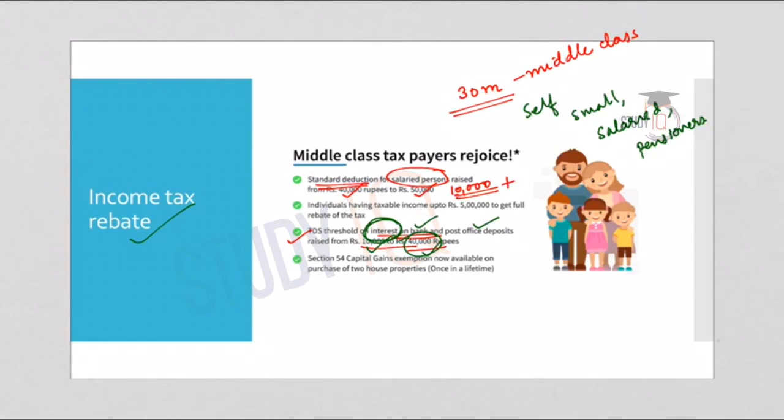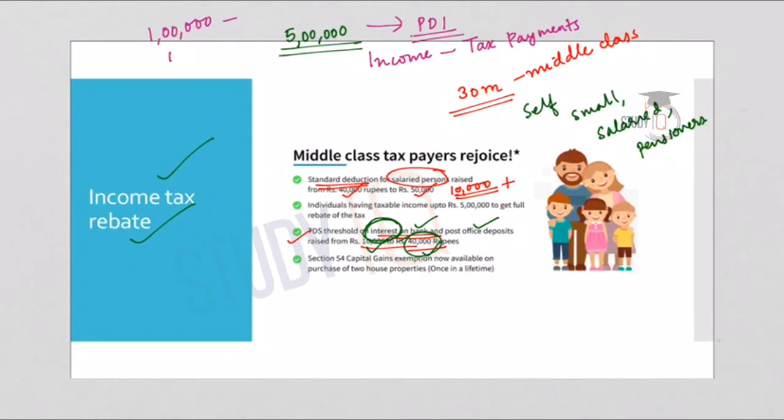Now coming to the in-depth analysis of this. According to the budget proposal, income up to 5 lakh would be exempted from income tax payments. So what does it mean? Here we need to understand the concept of personal disposable income. So what is personal disposable income? Personal disposable income means the total income or the net income minus tax payments. For example, if you are earning a sum of rupees 1 lakh per month and you have to pay an income tax of rupees 10,000, then after the payment of taxes, what is remaining is 90,000.